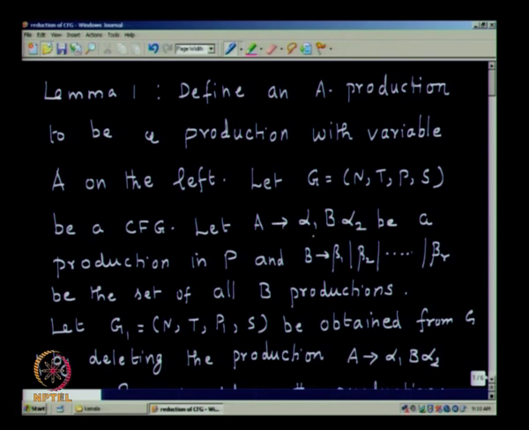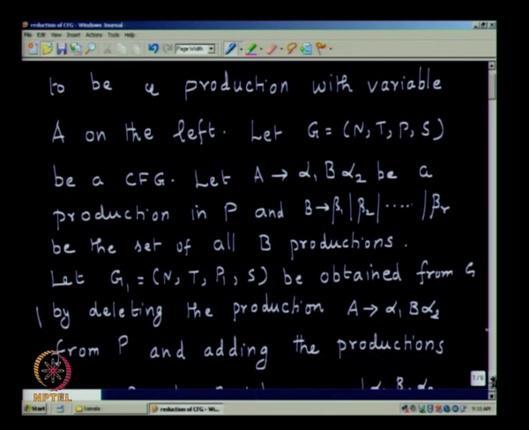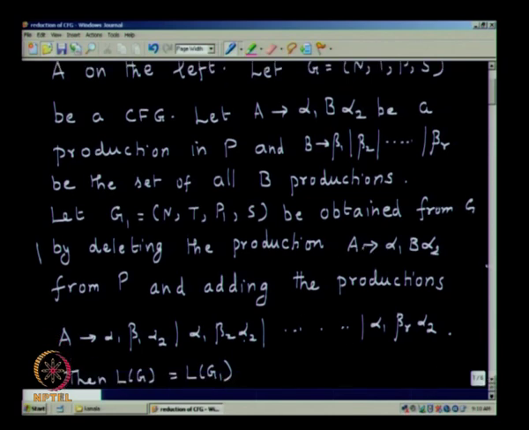Then this rule can be replaced by a set of rules where, that is, you remove this rule, but instead add the rules A goes to alpha 1 beta 1 alpha 2, A goes to alpha 1 beta 2 alpha 2 and so on. So, instead of this rule, you add R rules of this form. The effect will be the same, because if you apply this rule and afterwards you apply a rule B goes to beta I, then the effect of applying this and then B goes to beta I is achieved by using the rule A goes to alpha 1 beta I alpha 2. So, the language generated will not be affected, it is the same, but the only advantage you have got is you have got rid of this rule.